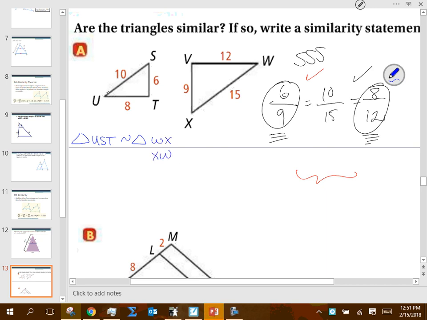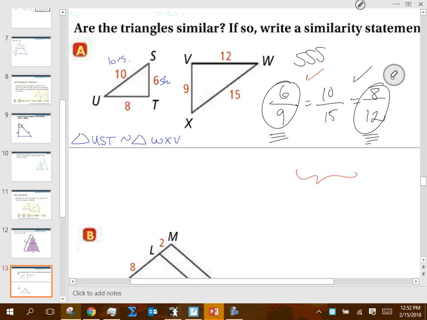Because here I went from U to S, so that's the longest side, and then I went down from S to T, which would have been the shortest side, right? So I need to go longest side down the shorter side, so it is WX, and then finish at V. Does that make sense to everybody? Do we understand that XWV would be comparing different parts?